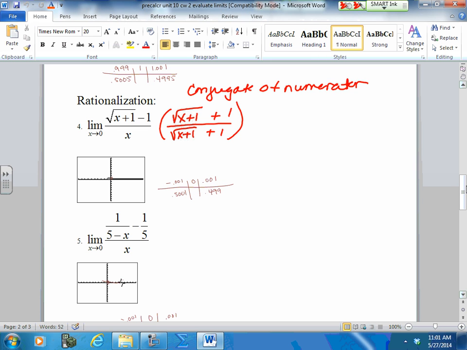Okay? So we're multiplying this thing by that. Now, just stay with me. First terms, this guy times this guy. The radical comes out, right? We get x plus 1. Radical x plus 1 times 1 is radical x plus 1. Negative 1 times radical x plus 1, negative radical x plus 1. Negative 1 times positive 1, negative 1. Our middle terms cancel out, right?